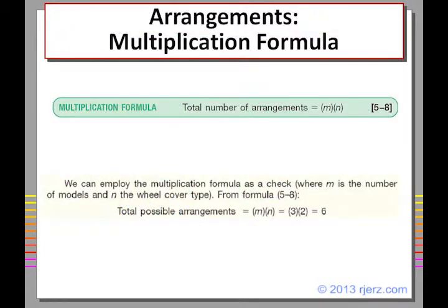For arrangements, we can use the multiplication formula, which is simply the product of m times n, where m is the number of models and n is the number of wheel cover types. In our problem, we have 3 models and 2 wheel cover types. We multiply 3 by 2 and get 6. This doesn't seem that difficult.